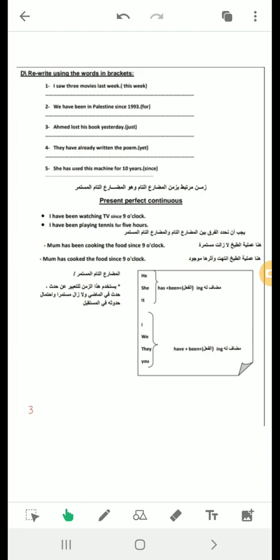Why we use this tense? To talk about what? Action that began in the past and have continued up to present.